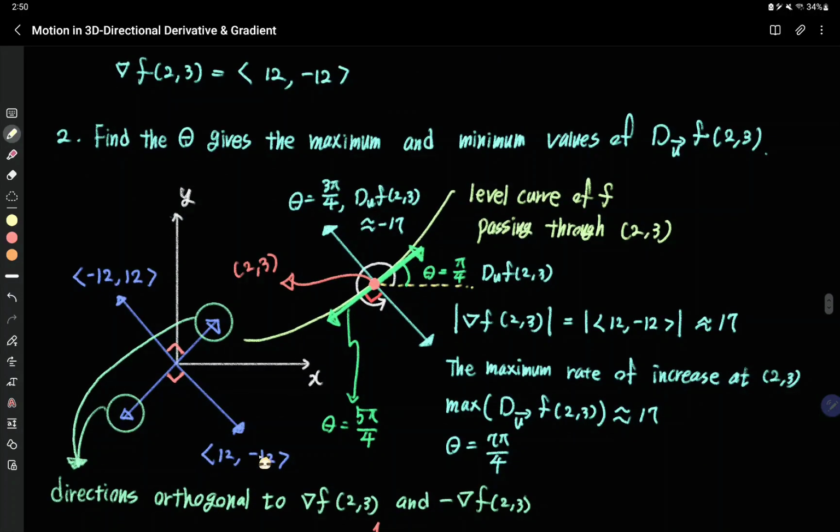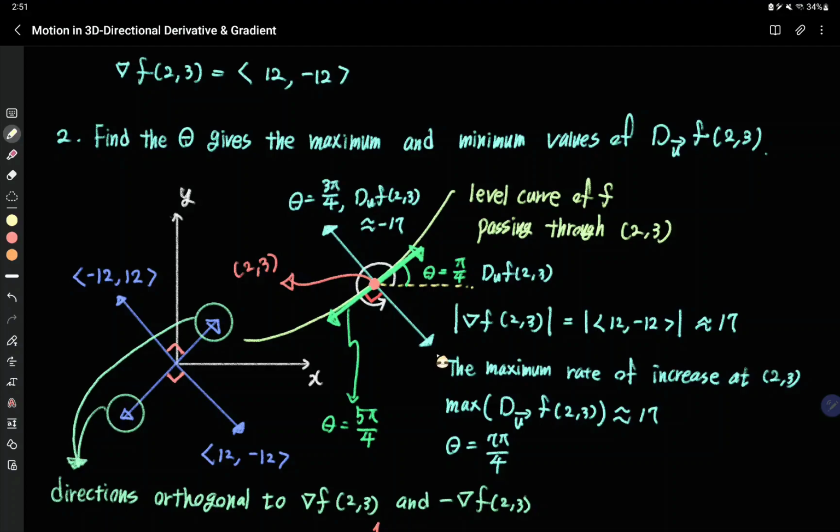So 12 comma negative 12, let's say this is the x and y coordinates. The 12 comma negative 12 may be right there. Then we find theta, which is pi over 4, and the magnitude of the gradient at 2 comma 3, which is approximately 17. So that 17 must be the maximum value of the directional derivative at 2 comma 3. This is the position vector of that vector.